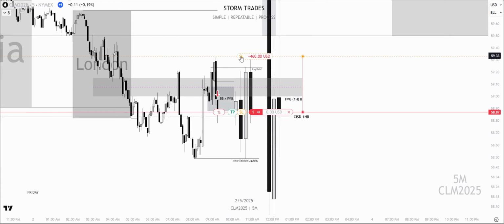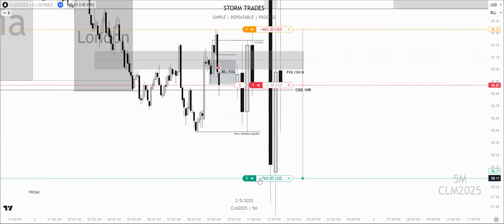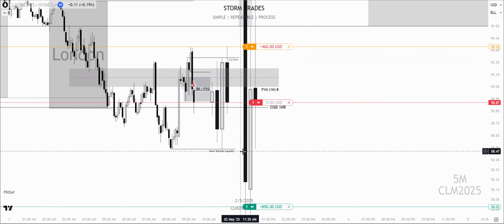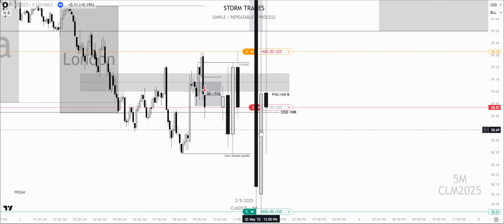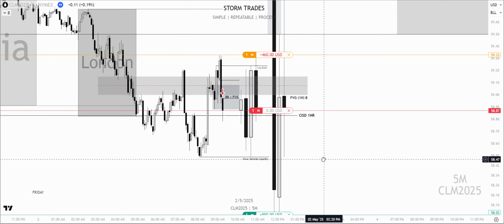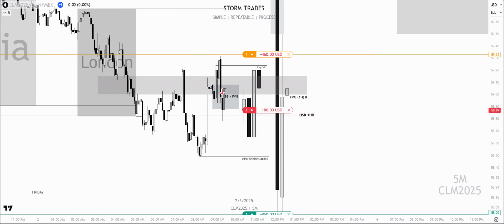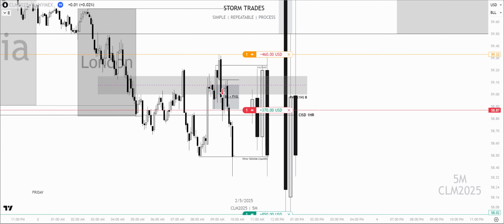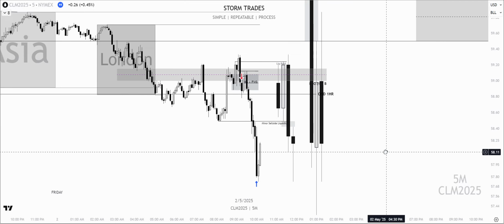Stop loss on top of the swing high. Take profit 2R. I usually would go break even here at the minor sell side liquidity. Let's see how this works. And price comes up into the fair value gap and then distributes down for the 2R win.